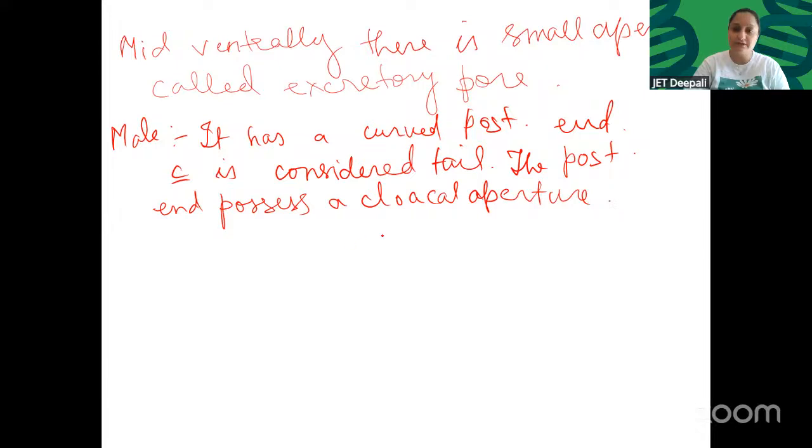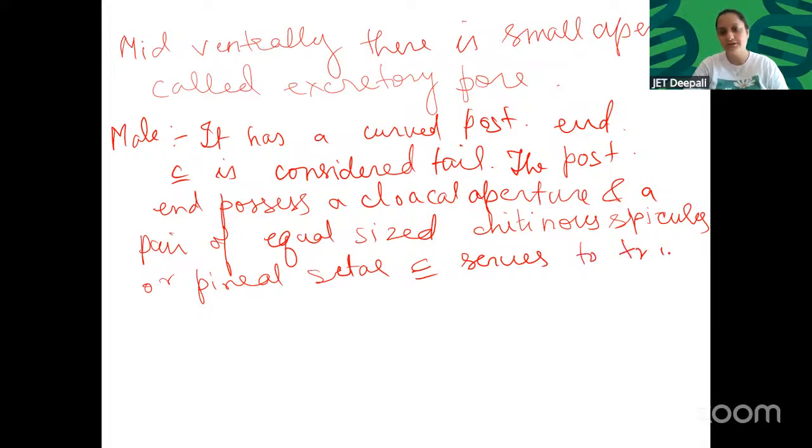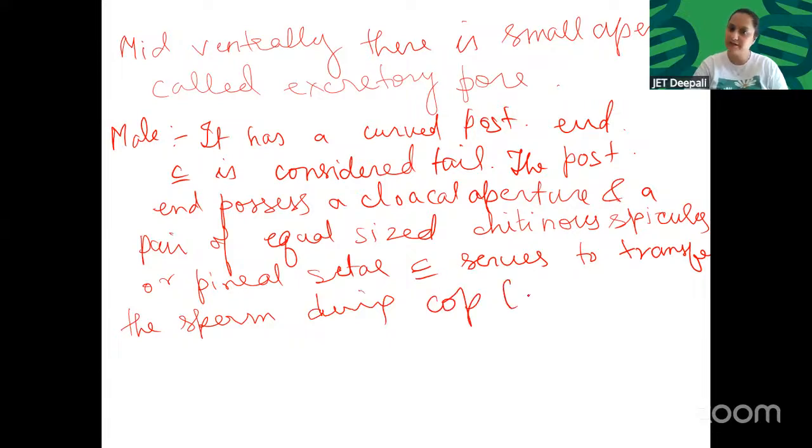Cloacal aperture and a pair of equal sized chitinous spicules or penial setae. See, why are we using chitinous? Because they are made up of chitin. Which serve to transfer the sperms during copulation. Clear? This is all about the male.